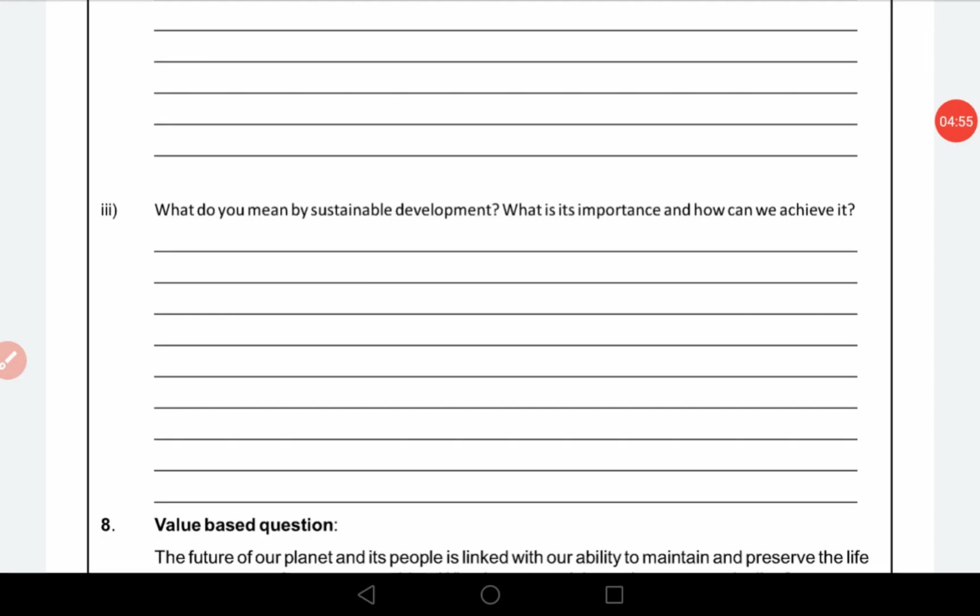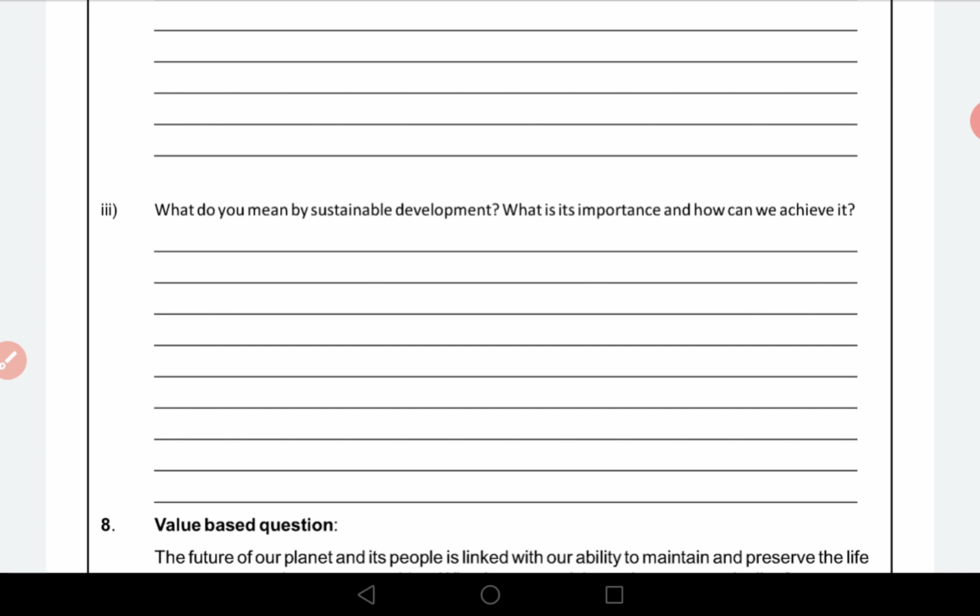Next, what do you mean by sustainable development? What is its importance, and how can we achieve it? Sustainable development means utilizing the resources properly so that at present you can use them and you can also save them for the future generation also. This is known as sustainable development.